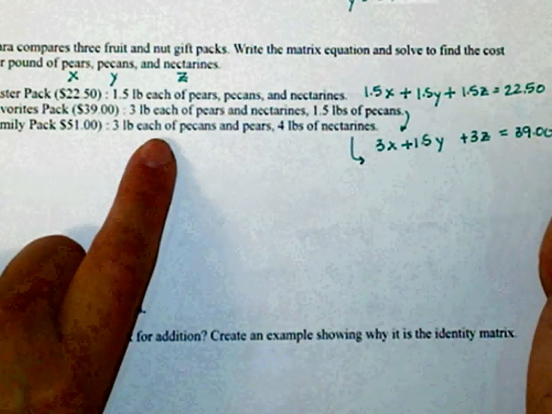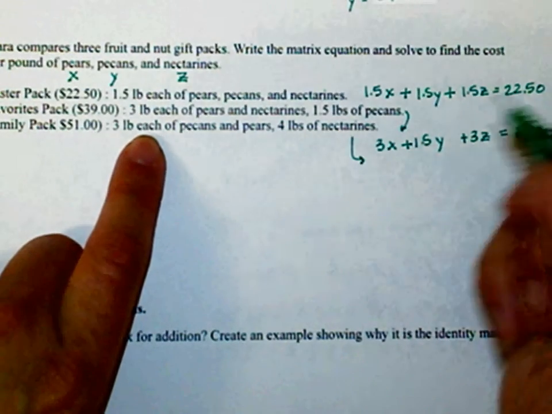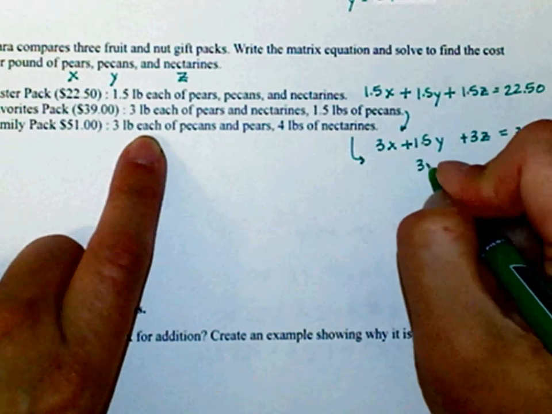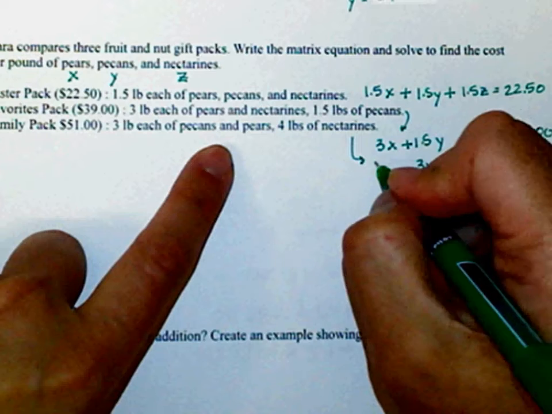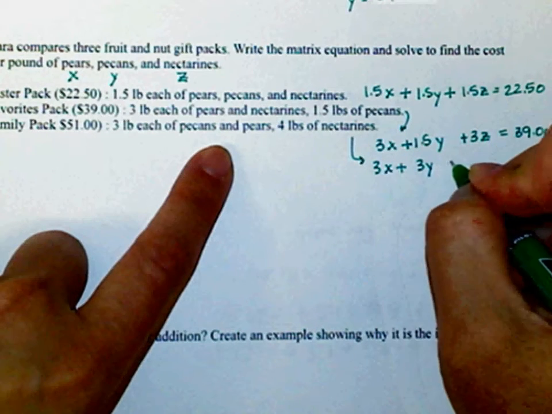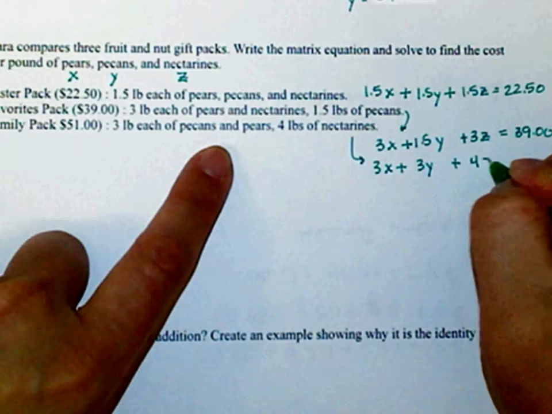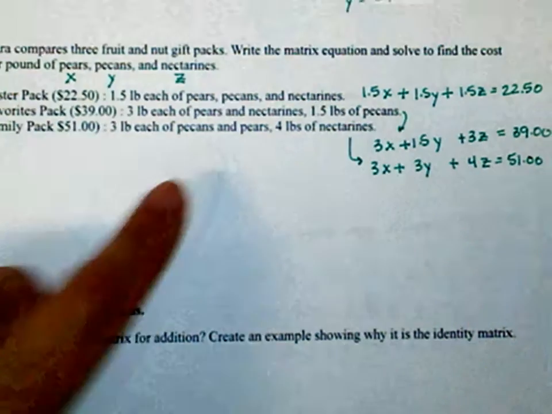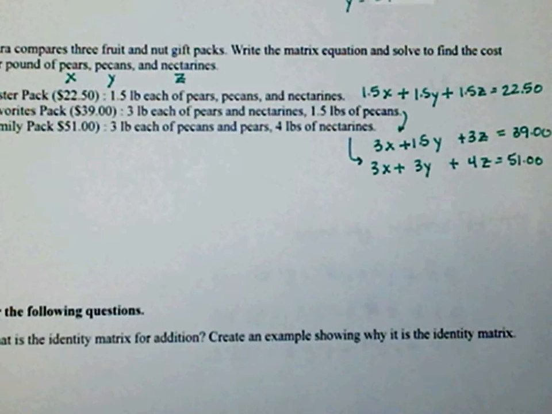Family pack. 3 pounds of pecans. Now remember, your pecans is your Y. So 3Y and pears, 3X, plus 4 pounds of nectarines, and that's going to be $51. So there you have your 3 equations with 3 variables.